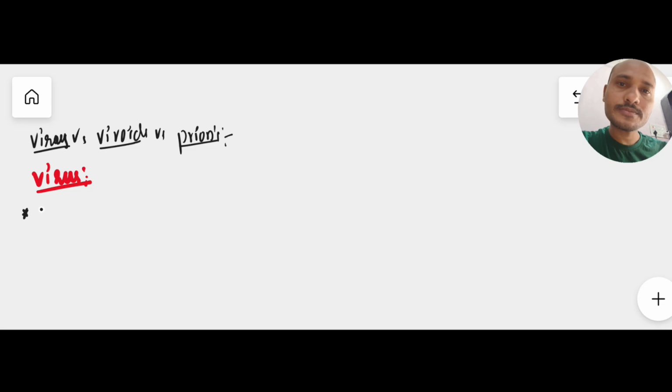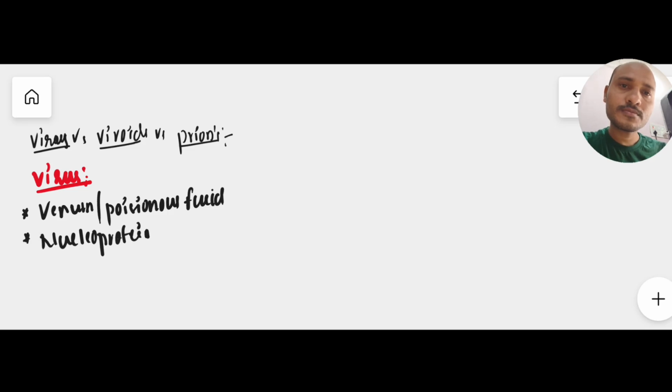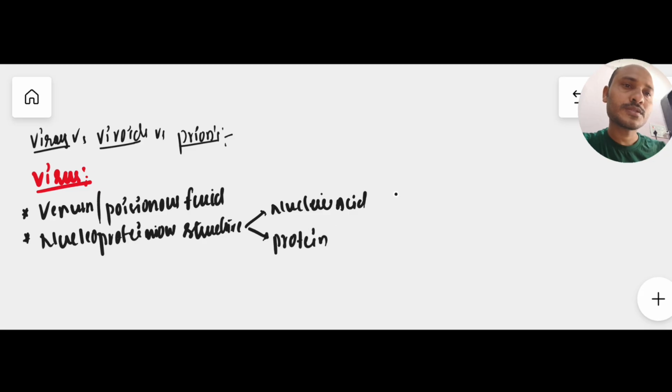In Latin, virus means venom or poisonous fluid. Viruses are nucleoproteinous structures. Nucleoproteinous structure means it is made up of two compartments. One is nucleic acid, the second one is protein. The nucleic acid is either DNA or RNA. Only one of the nucleic acids is present; both are not present together.